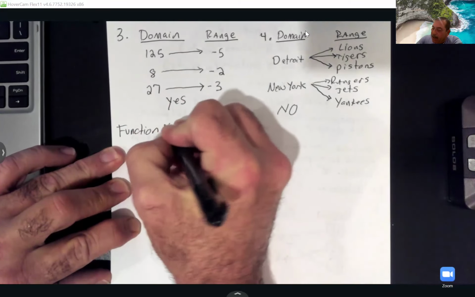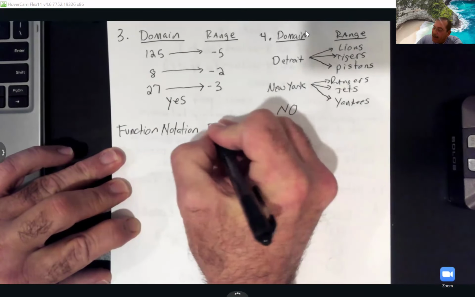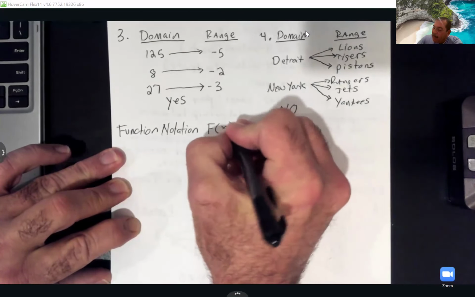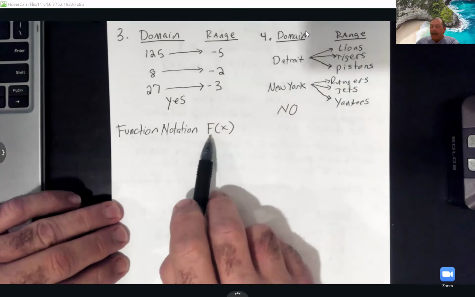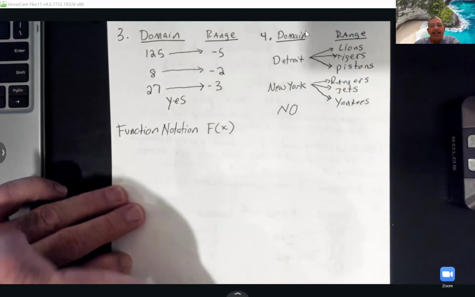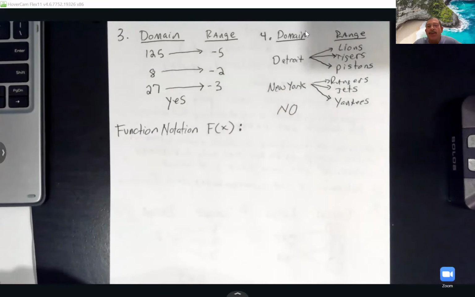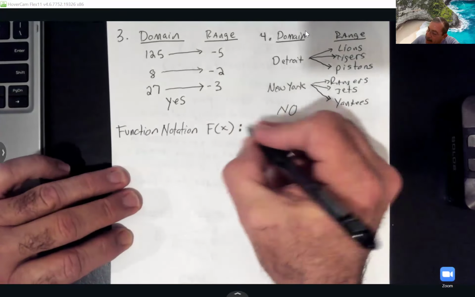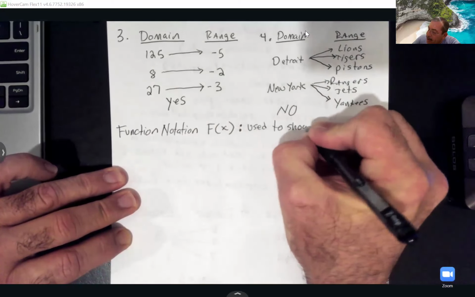So now let's look at function notation. And that's when you see the f of x. So y'all, the f of x notation is used to let us know that we have a function. So it's used to show a function.